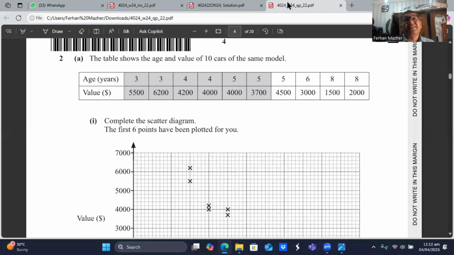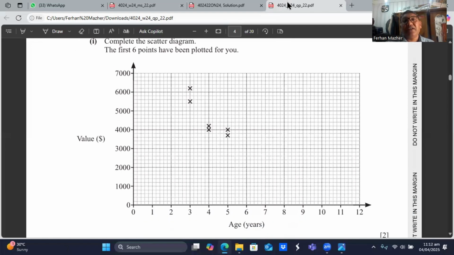It says complete the scatter diagram. The first 6 points have been plotted for you. And here we have that scatter diagram. So on the x-axis, the age is given. On the y-axis, the value is given.